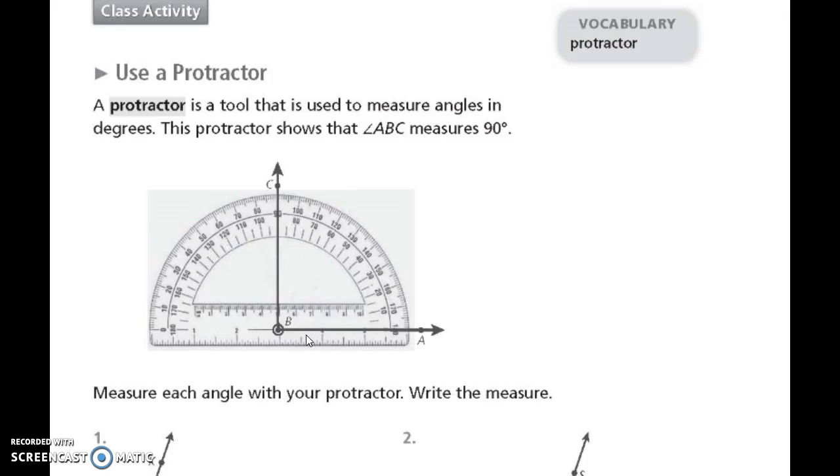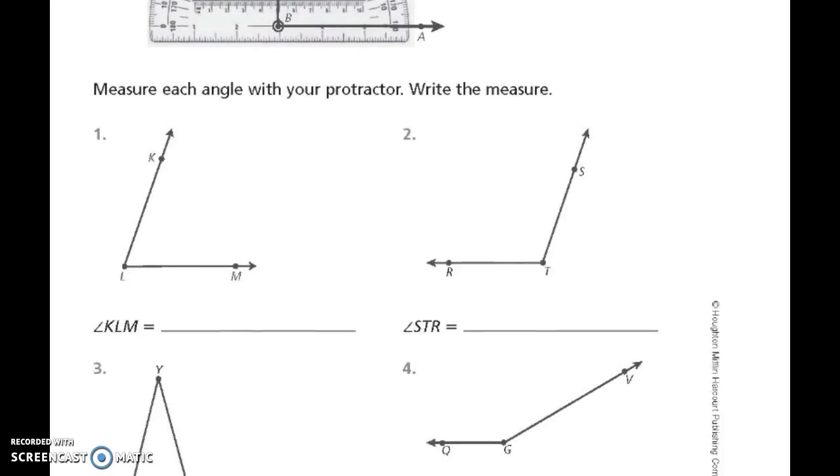Now, when you read it, this is where knowing if you have an acute angle or an obtuse angle is what's going to tell you which set of numbers to read. This one's pretty simple because it's going straight up and there's only one number there, which is 90 degrees.